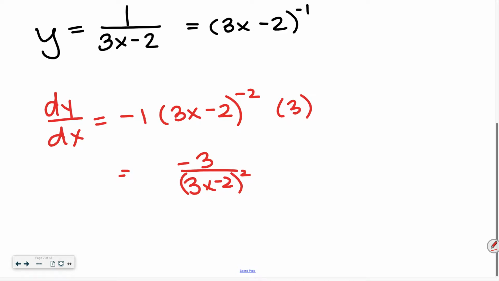Yes? Could we just keep it as, like, instead of putting it back in the bottom, could we just keep it as negative 2? Yes, if you keep it as negative 3 times 3x minus 2 to the negative second, I am perfectly happy with that. Yes.